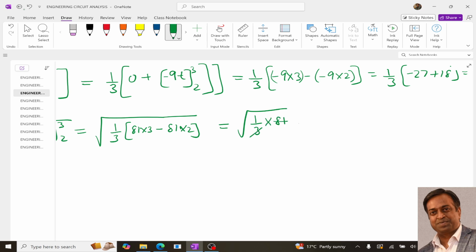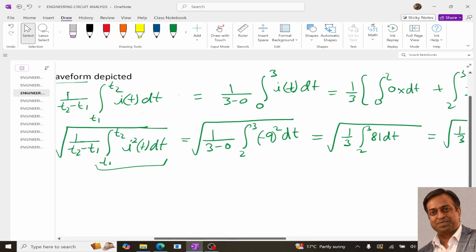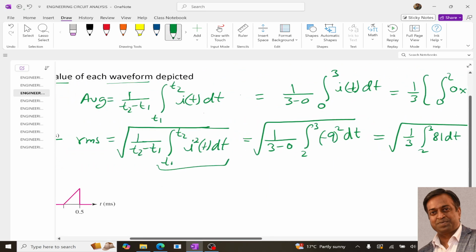This 3 and this is 27. So we will get the answer as 27 under root. So we will get the answer as 3 under root 3, right? 3 under root 3. RMS value. Now the unit of RMS value will also be this, right? So in this way you can calculate the RMS value. Simply you need to follow the basic formula.